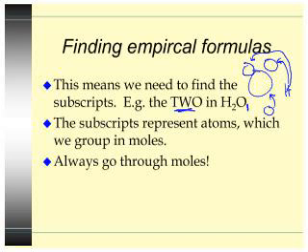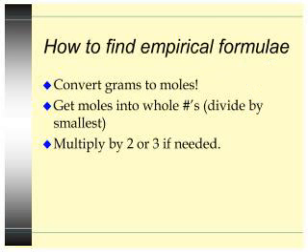Okay. And we group atoms in moles, so basically what we're going to do is take our masses, turn them into moles, and then make them small whole numbers, which is what the next slide says. How to find an empirical formula. Convert grams to moles. Always go through moles. Get moles into whole numbers, so you're going to divide them by the smallest. If you divide by the smallest thing, you're guaranteed that you're going to have the numbers 1 or bigger. Multiply by 2 or 3 if needed to get whole numbers.